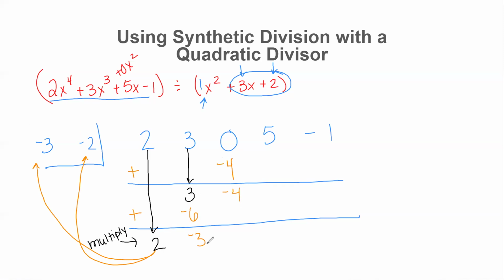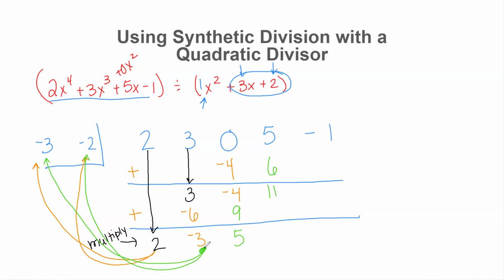Okay, now only focusing on the bottom, this is your multiplier. Go to the far left first. Negative 3 times negative 3 is 9 in the next column. Negative 3 times negative 2 is 6 in the next column. Add straight down, add straight down.